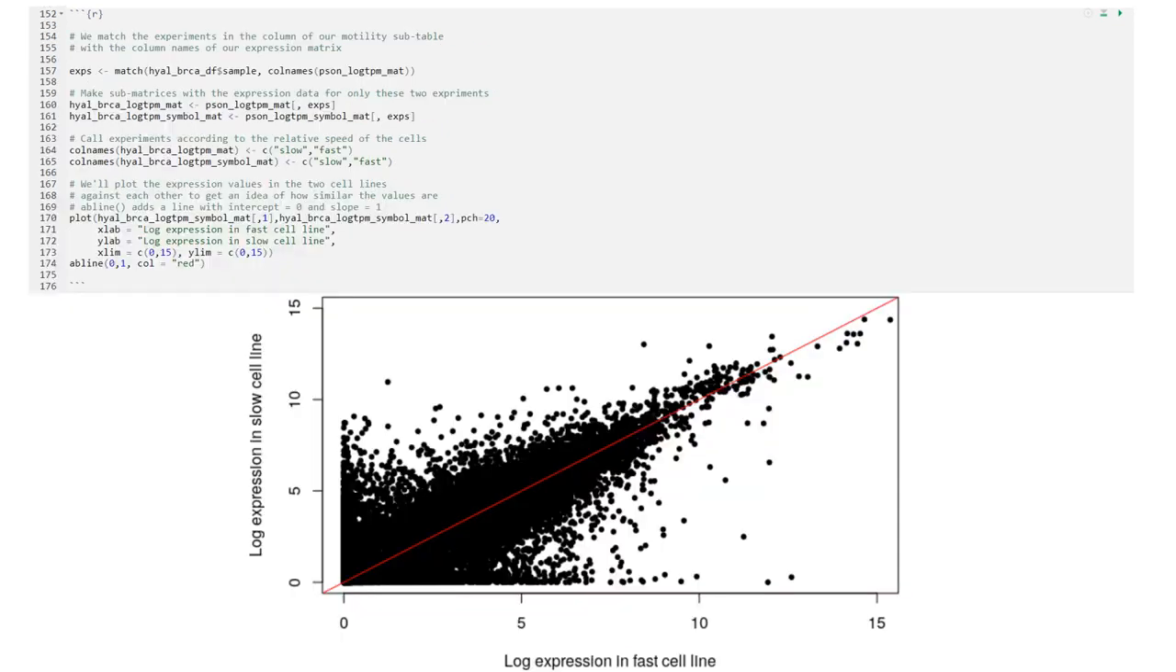Here is another example of something you will be creating in the course. This graph compares the expression levels of genes in two different breast cancer cell lines. We see that many genes are expressed differently in the two cell lines. This will give us clues about what cellular behavior underlies the disease.